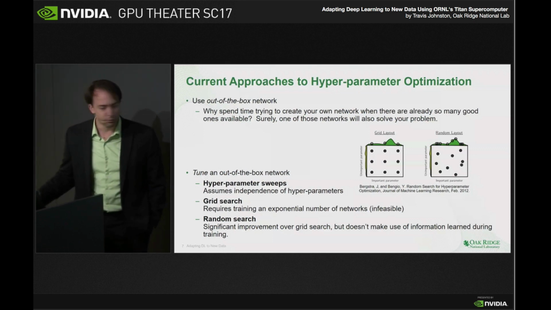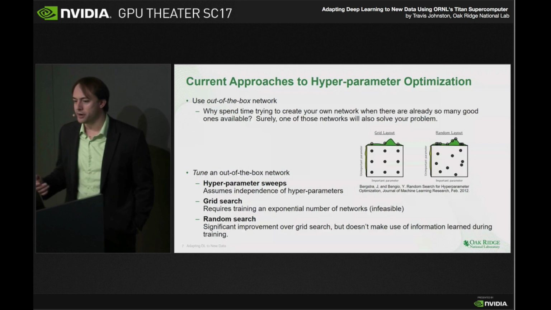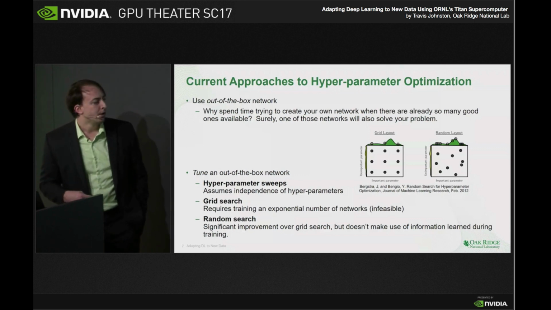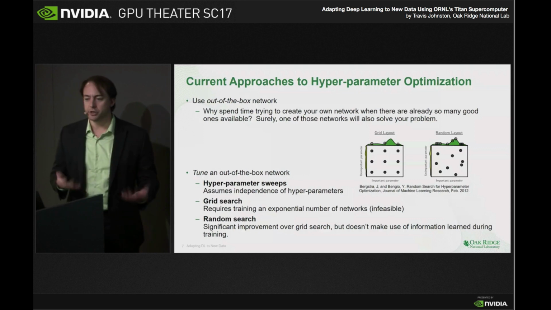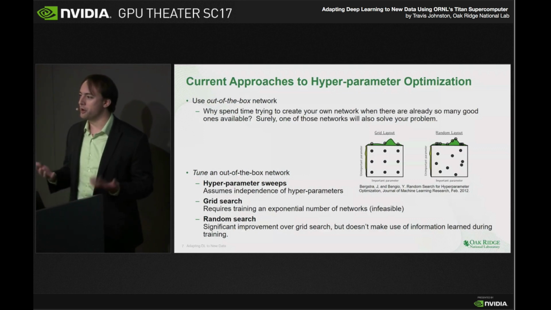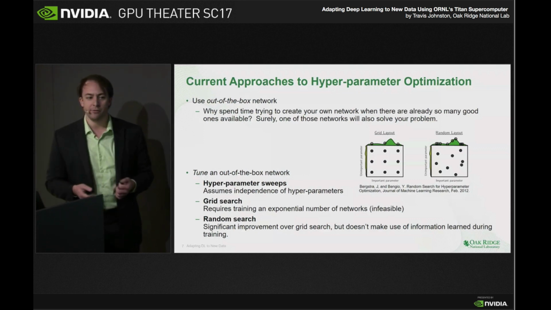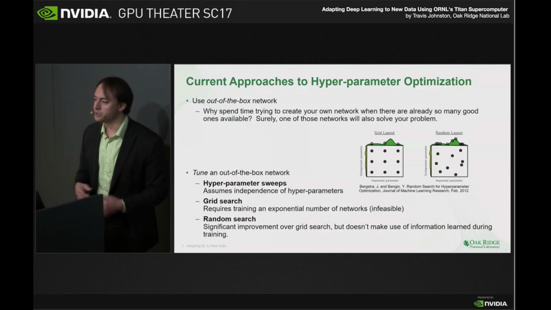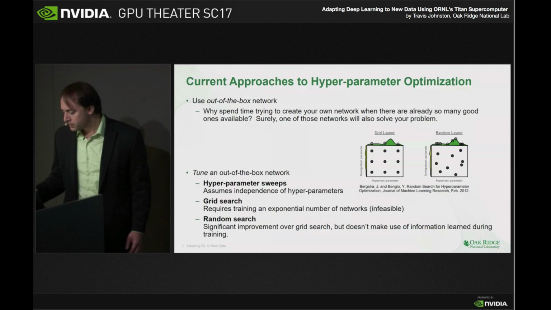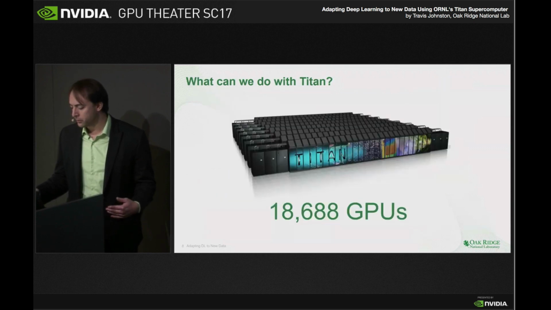So it turns out that just randomly searching is usually a lot better than grid searching. But again, the problem is that as you're training networks, you're learning whether or not that network was good or bad. And if you just continue to randomly search, you're sort of throwing away that extra bit of information that you have.